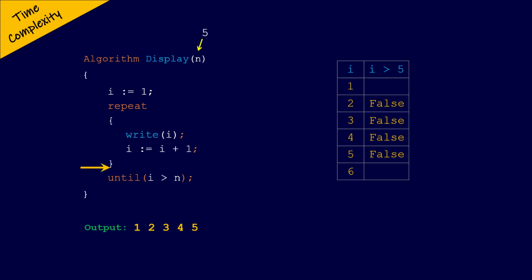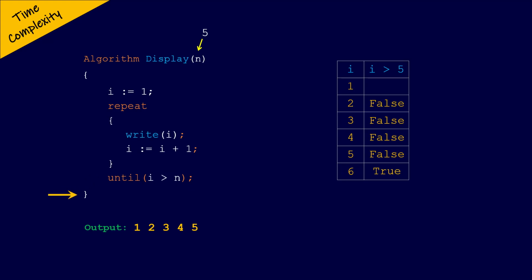Then the condition in the repeat until statement is evaluated, which is I greater than n. So here we have the condition I greater than 5. And at this point, since I is 6, the condition 6 greater than 5 is true. Therefore, since the condition is true, the statements within the repeat until loop will not be executed, and the repeat until loop terminates.